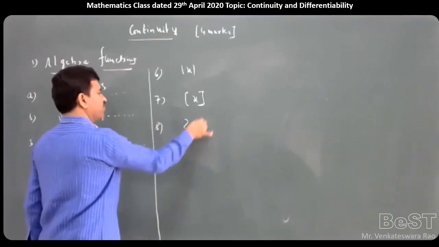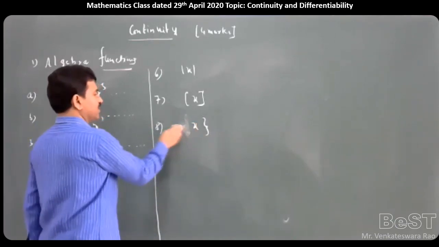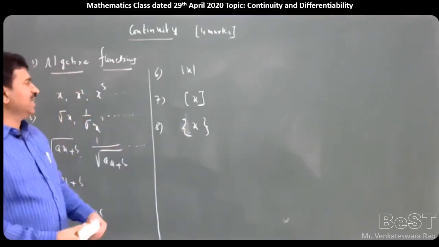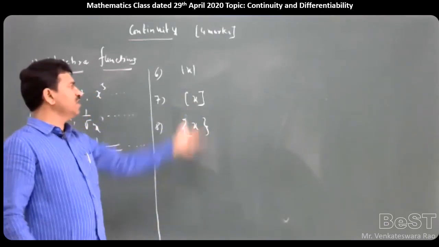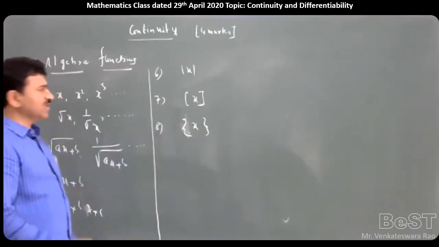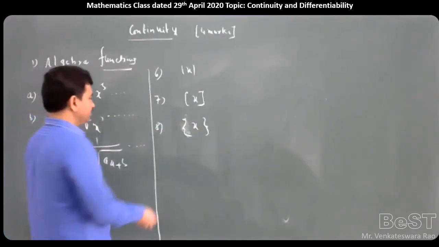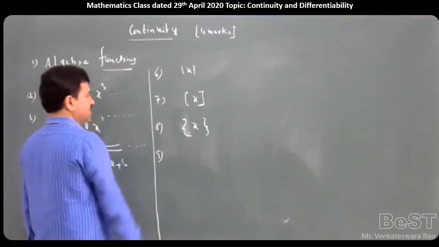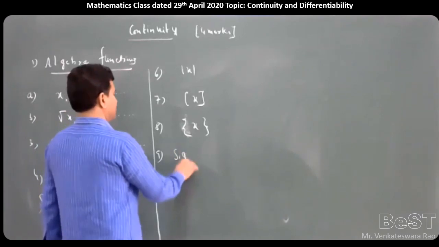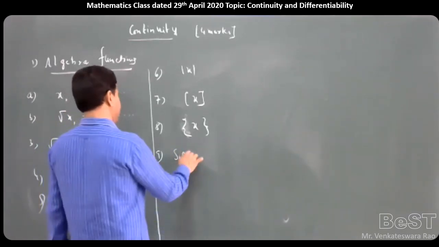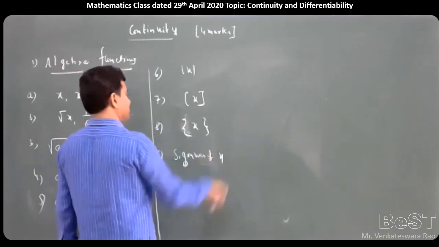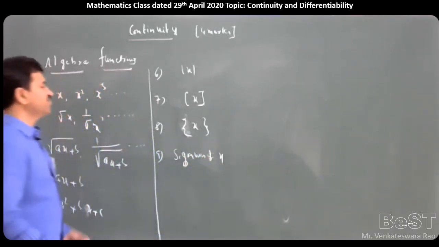Special one, fractional part of x. Just write the fractional part of the given number. Here, integer part of x: just write the integer part of the given number. Whenever required, we'll discuss all these. Next, signum of x. Sign of x, signum function.